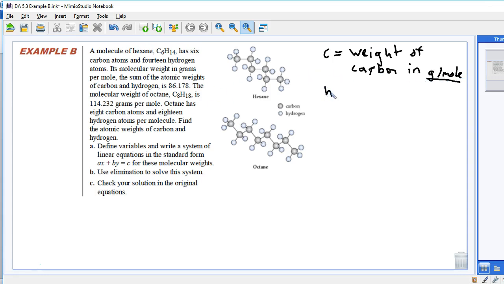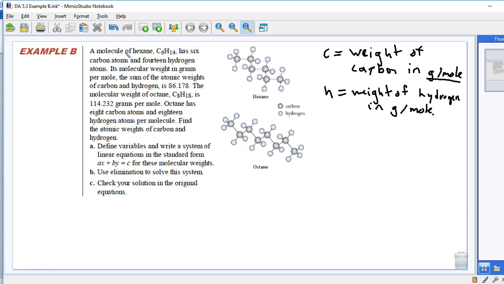And let's let H equal the weight of hydrogen in grams per mole. Now that we have our variables, let's see if we can write an equation.